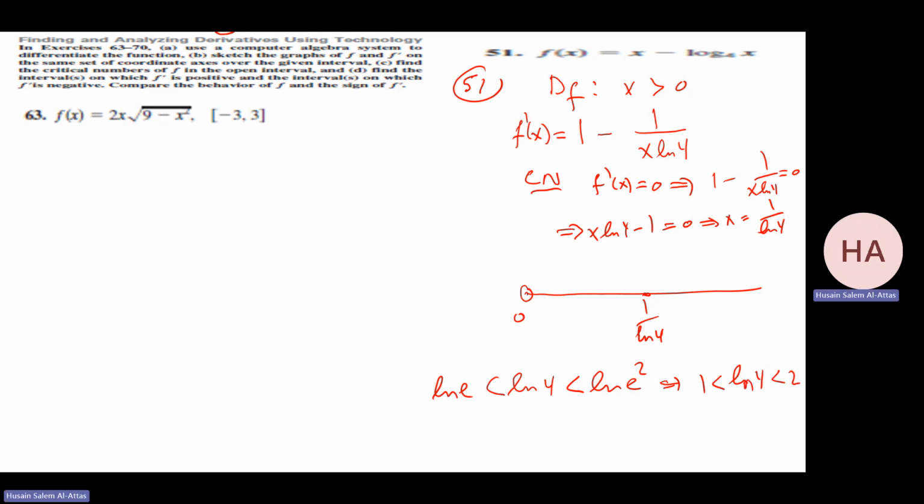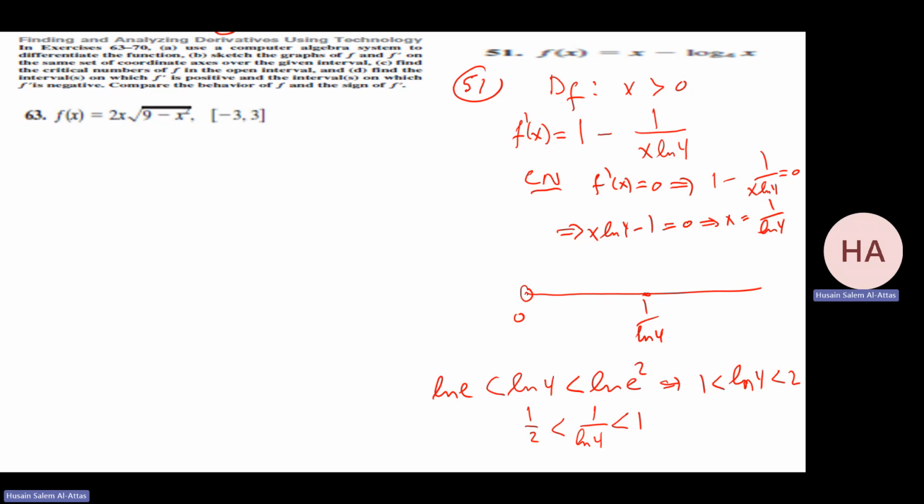Okay. E is 2.7, so it's less than 4. E squared, 2.7 squared, for sure is greater than 4. So that means what? So 1 over ln 4 will be greater than half and less than 1.